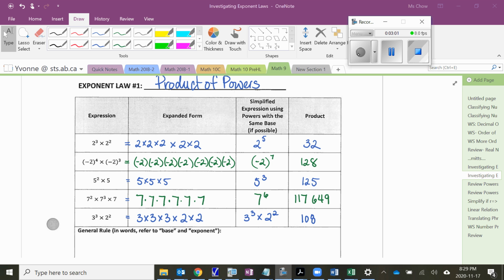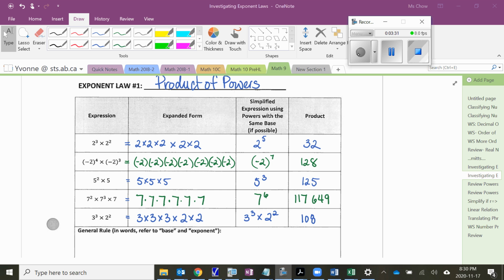One, when we expand, you can see that I've identified what the base is in each case, base being directly below the exponent or everything inside brackets. In some cases, I'm showing multiplication using the times symbol. Other cases, I'm using a dot to show multiplication or parentheses. And then we've got our simplified expression and our product.